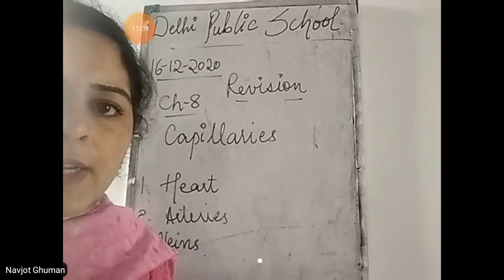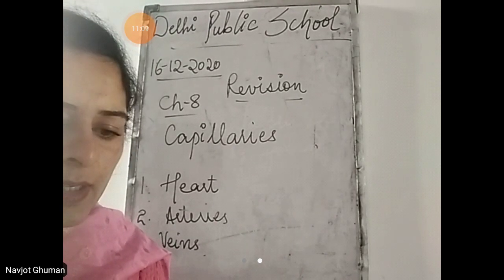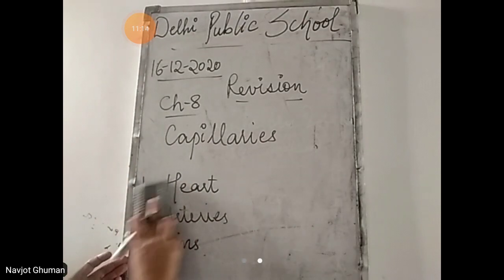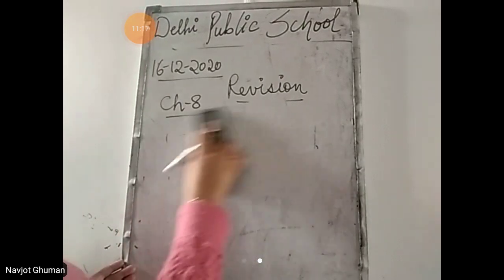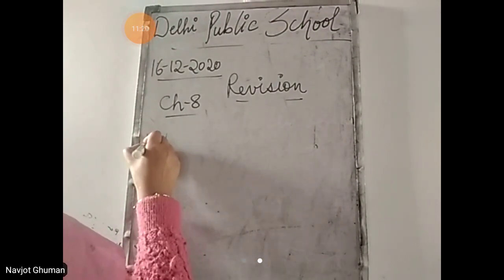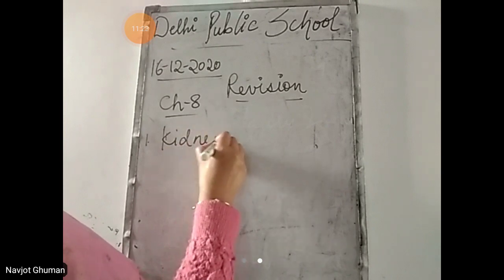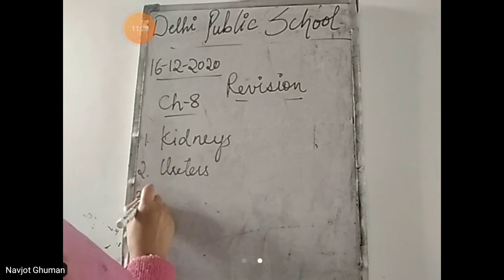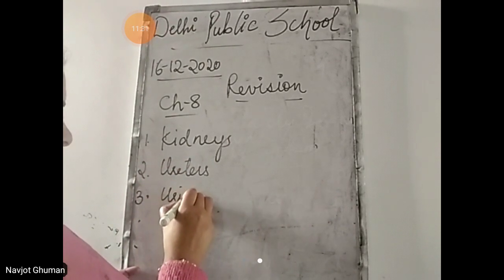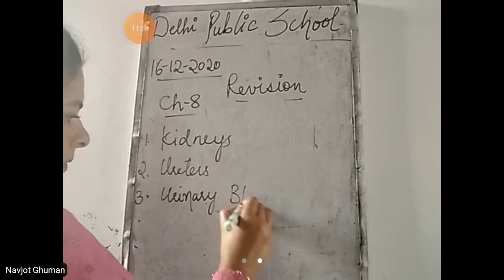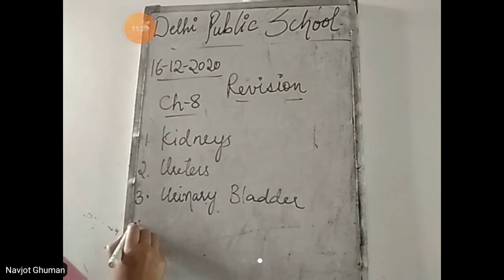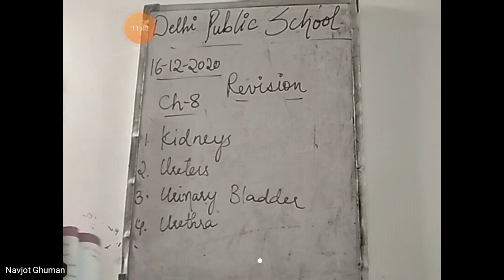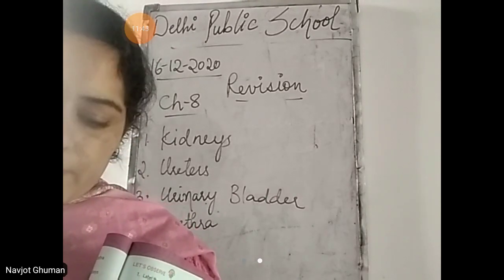Then on the right hand side, excretory system. Organs present in this system are, write the organs present in the excretory system. Start from the starting, that is kidneys. Two kidneys are there. Then ureters. Then urinary bladder. And the last one is urethra. These are the organs of the excretory system.